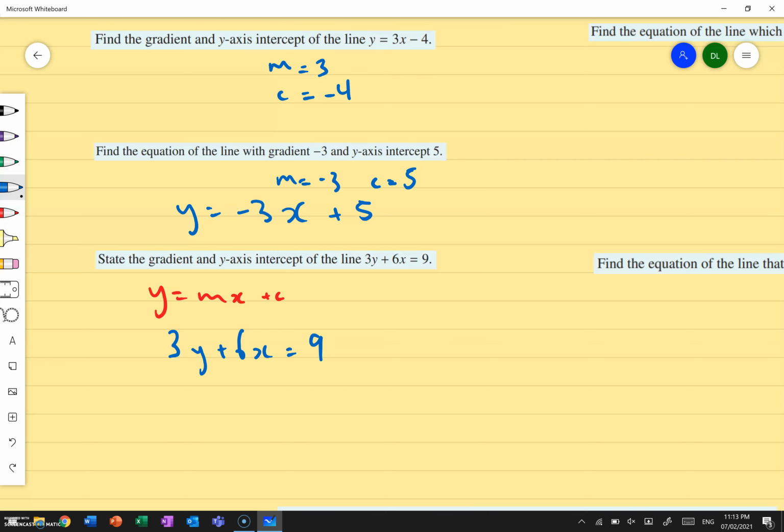I'm going to go ahead and say the first thing I need to do is move it so all the variables are one side except for y. So I'm going to subtract 6x on both sides. 3y equals -6x plus 9. Okay, hopefully that makes sense.